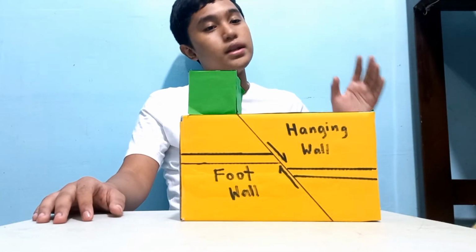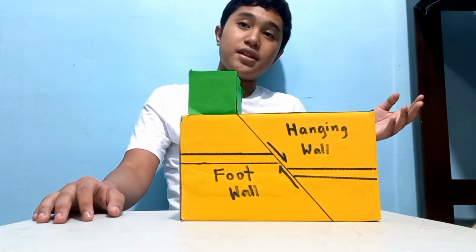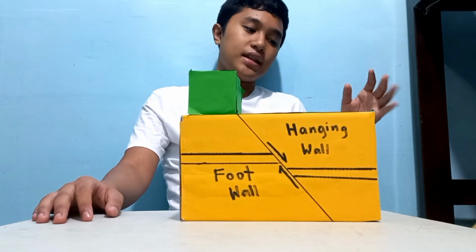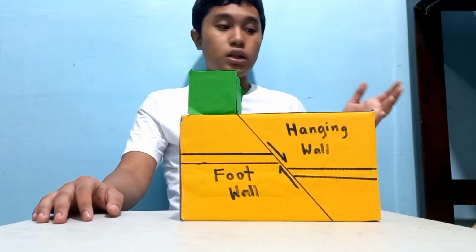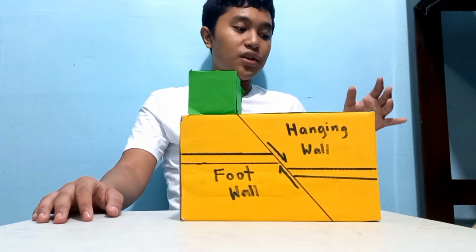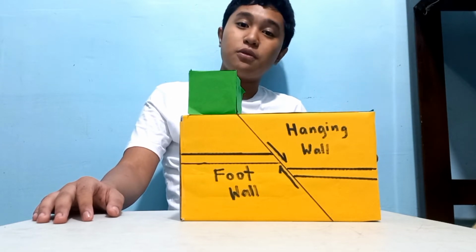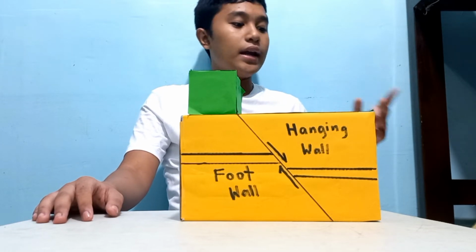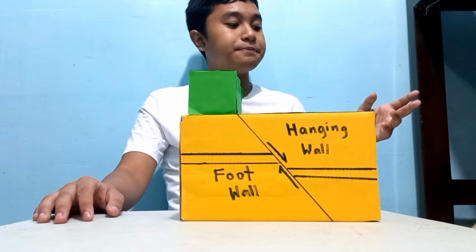A fault is formed in the Earth's crust as a brittle response to stress. Generally, the stress released is caused by the movements of tectonic plates. In short, it is caused by earthquakes.